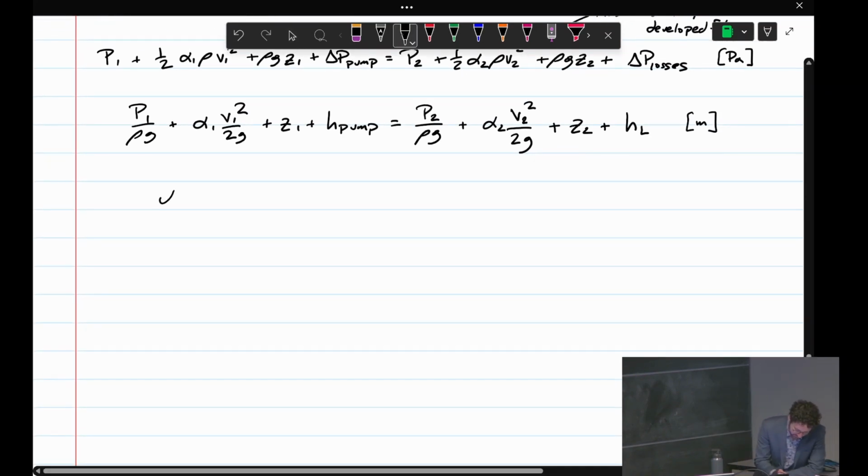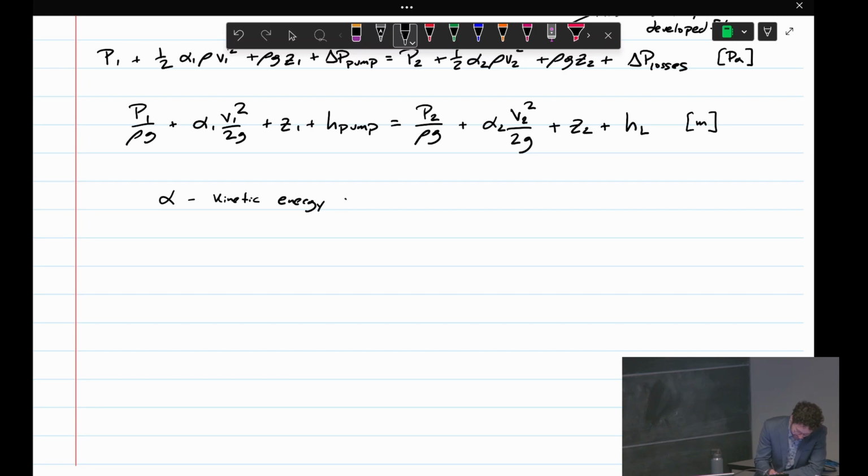Yeah. So alpha is the kinetic energy correction factor. Alpha is 2.0 for laminar flows, and 1.05 for turbulent flows.